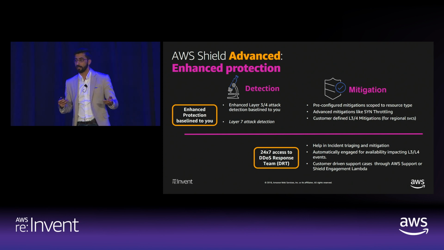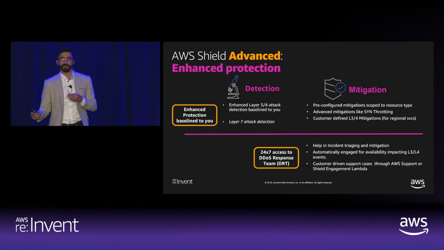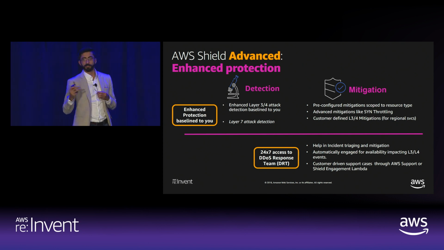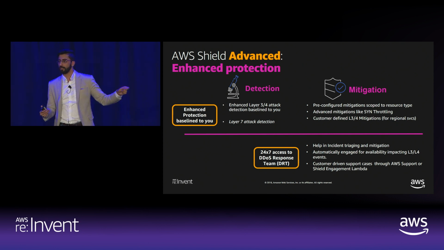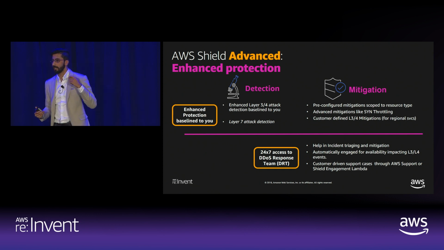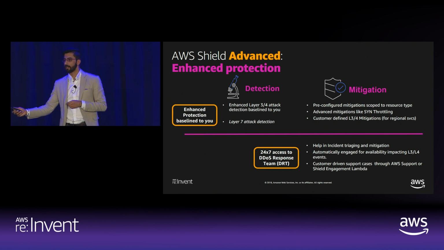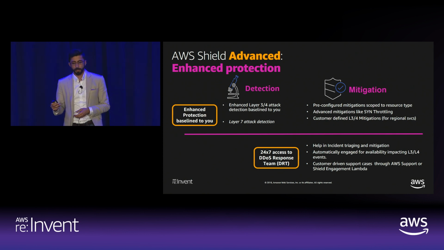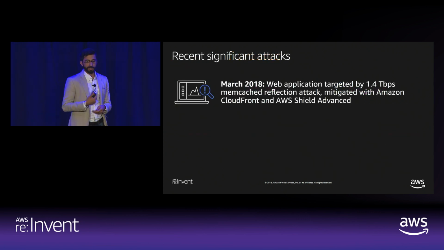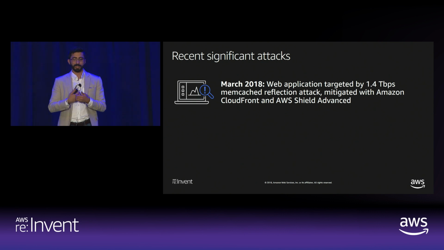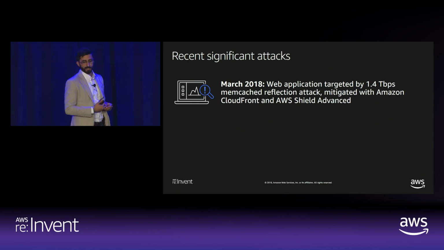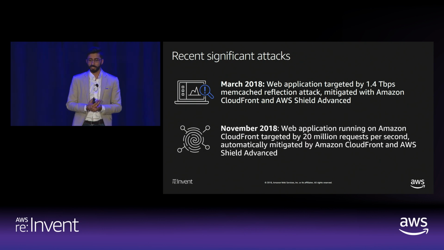They've actually connected the Shield Engagement Lambda with an IoT button that they keep in their operations center. And whenever they press that button, our on-call on the DDoS response team gets a page. It automatically creates a Chime bridge as well as cuts a support ticket so that we can get on call with you immediately, right? And that's helped us protect against very significant attacks, like the 1.4 terabit memcached attacks that Woodrow was mentioning, as well as just this last month, a web application that was hit with 20 million requests per second, and that was automatically mitigated because they were on CloudFront and Shield Advanced.